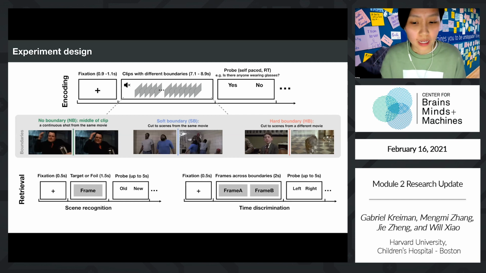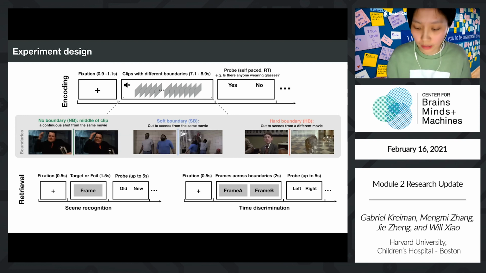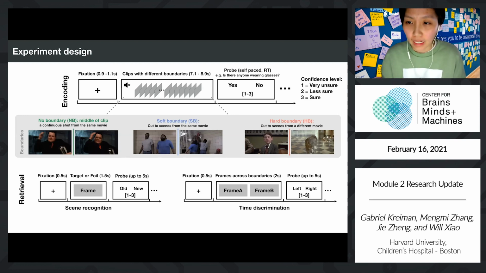new. And in the time discrimination task, we extracted 2 frames which cross different types of boundaries and presented them side by side to the subject and asked them to determine whether the left or the right frame occurs first in the original clips they had seen in the encoding session. And besides the binary choice, we also invented some measurements for their confidence levels, just to make sure they have good quality memories.